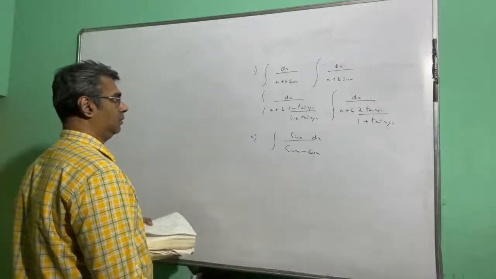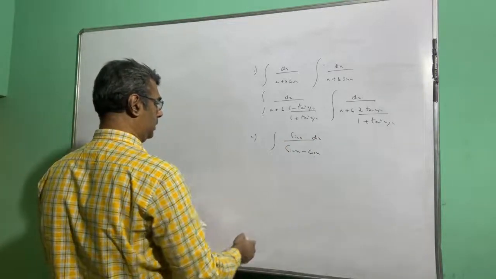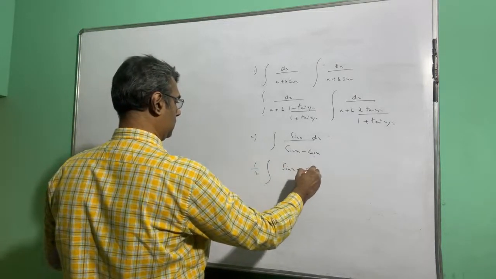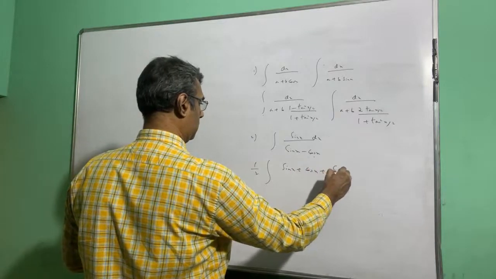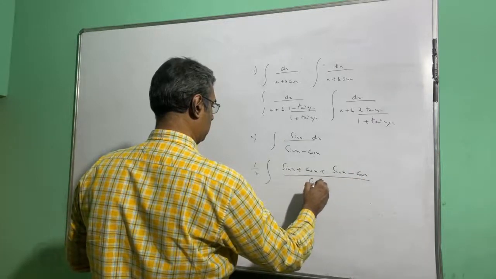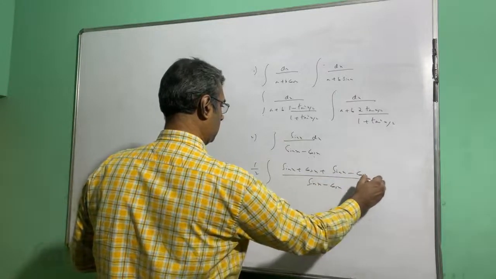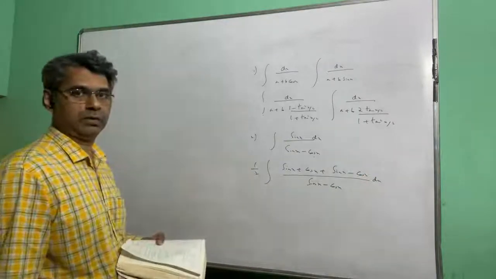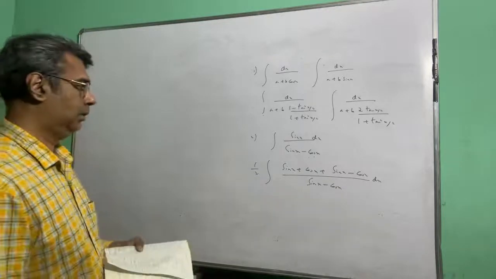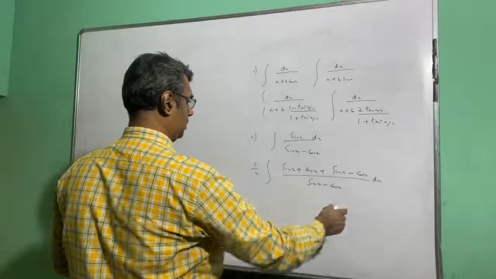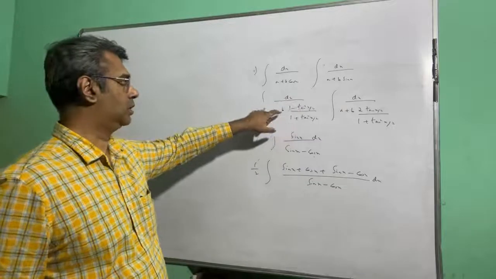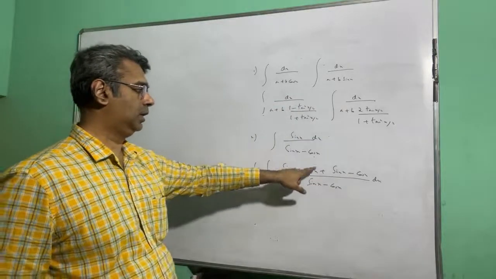Suppose you have integral sin x by sin x minus cos x. So you will have to write it like this: half integral (sin x plus cos x) plus (sin x minus cos x) by sin x minus cos x dx. So when the denominator is a linear of sin and cos, you have to do like this. When numerator and denominator both are linear of sin and cos, you have to do it like this.